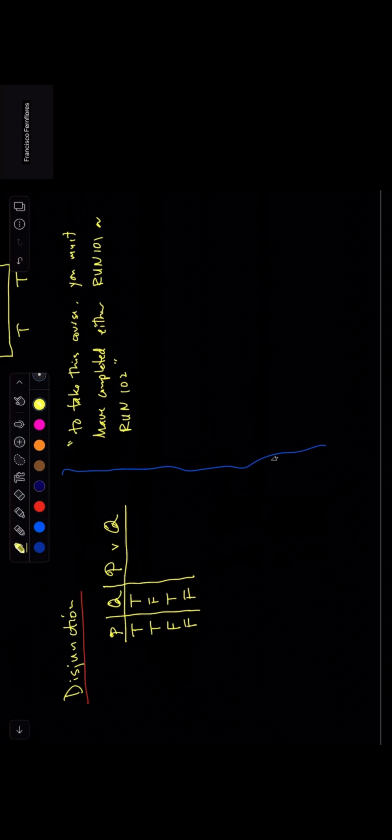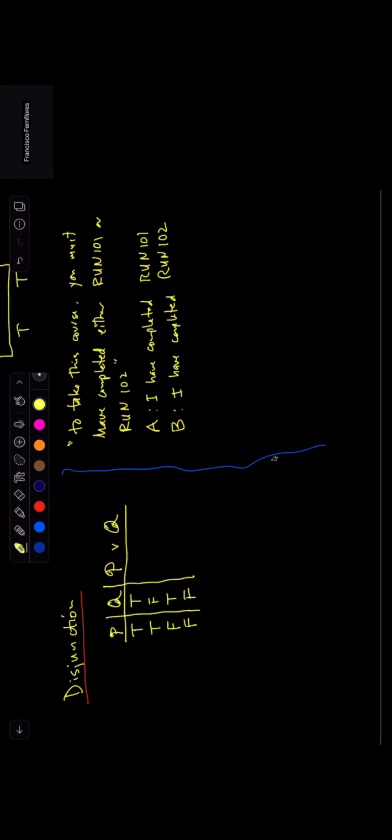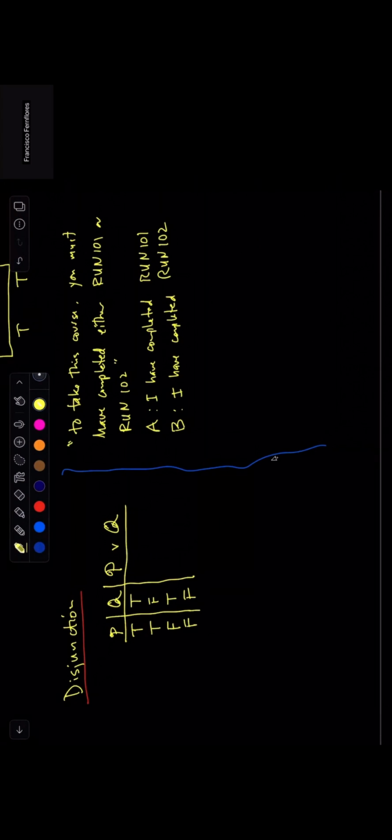What is the requirement here? So suppose we let A be, I have completed Run 101, and we let B say, I have completed Run 102. So what is the requirement if I try to write it down in my symbolic notation? Well, it looks like what this person is telling me is that I can take the course if either A or B. If I've either completed Run 101 or have completed Run 102, then I can take this course.